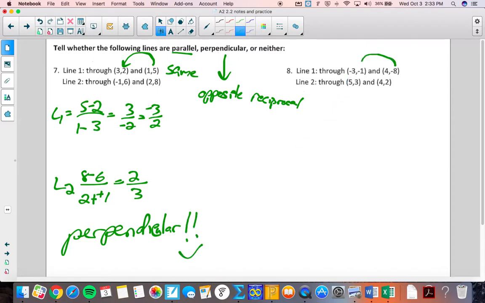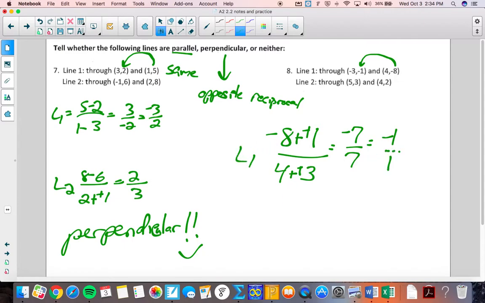Let's try this one. So negative 8 minus negative 1, divided by 4 minus negative 3. So we get negative 7 over 7, which is negative 1. And if you want to put that over 1, you could.